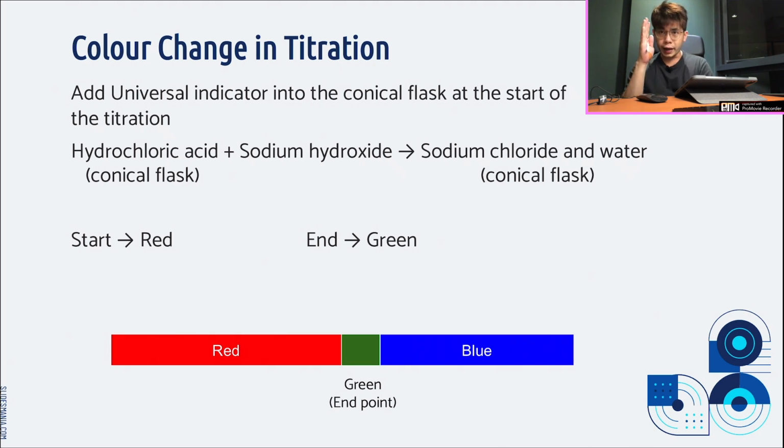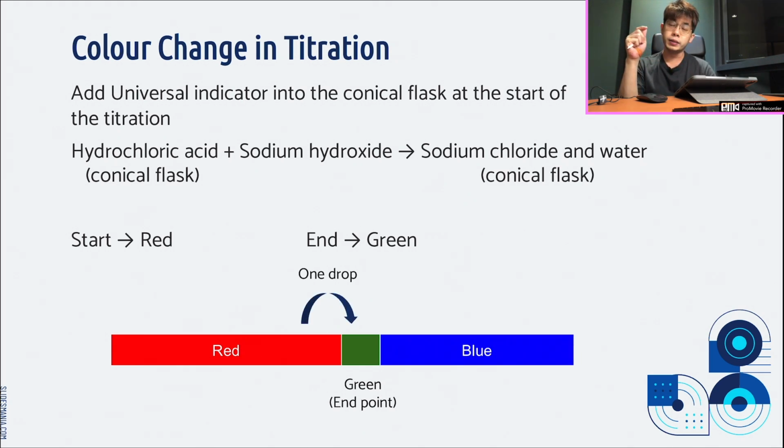If you look at this diagram over here, the start of the reaction will be red. At the end point, that means the end of the reaction, that's what we call the end point, it will be green. And if you add too much sodium hydroxide, suddenly the universal indicator will become blue and then purple. So it's very important to understand that in this titration, if we use universal indicator, the starting color will be red, we will add the solution until it's green, exactly green, and if we add too much, it will become blue.